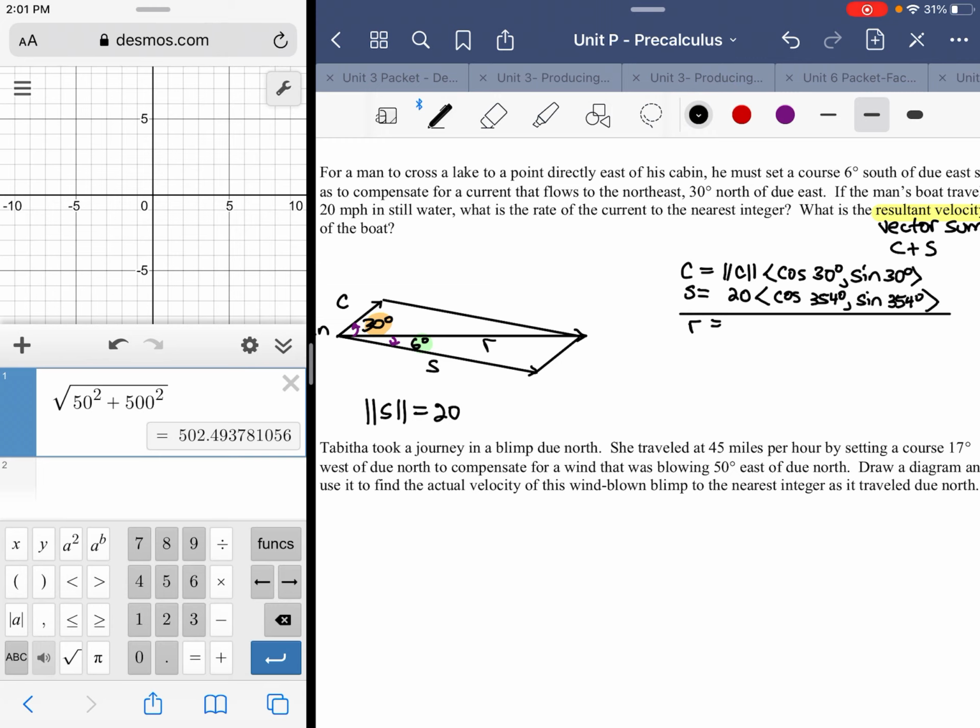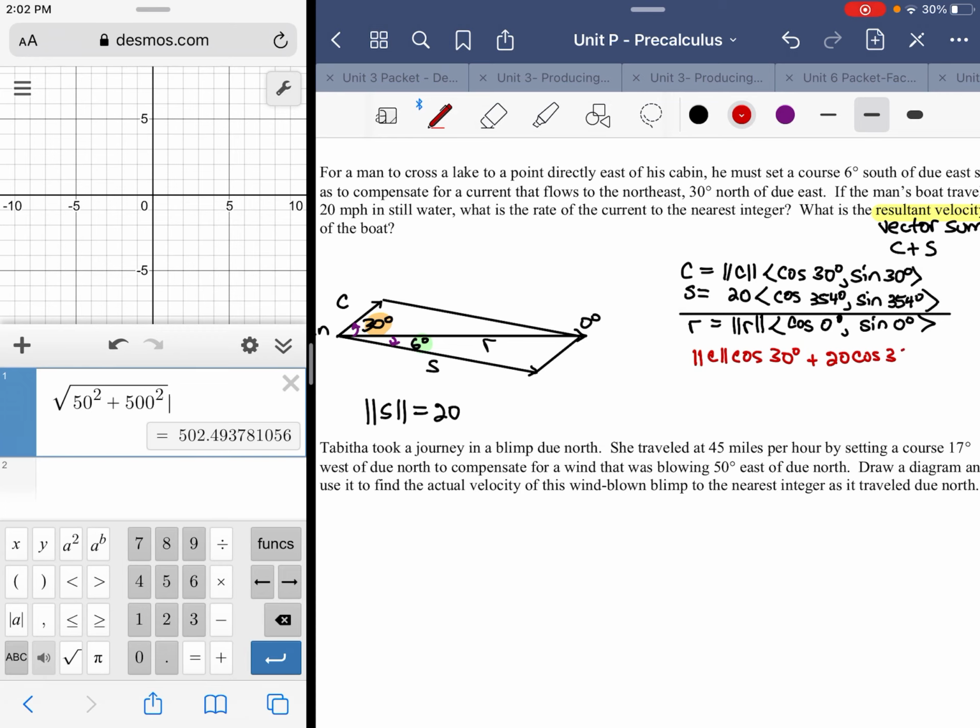We want to add these two together, and that would give us our resultant vector, which is going off in the positive x direction, with an unknown value r, but we do know it's going off at the 0 degree angle. So cosine of 0, sine of 0. From this, I can develop a system of equations.